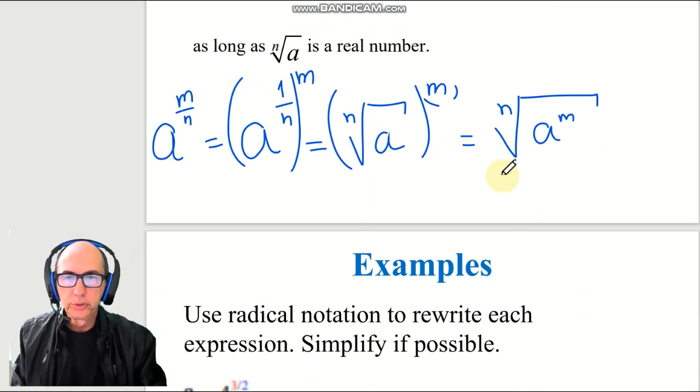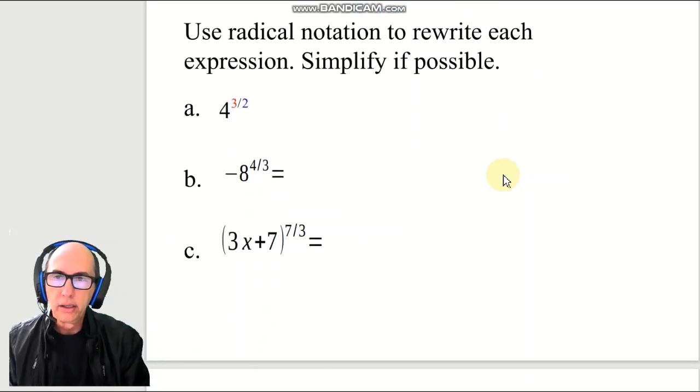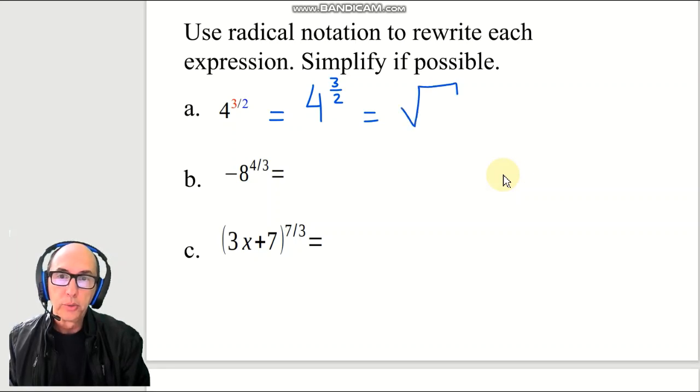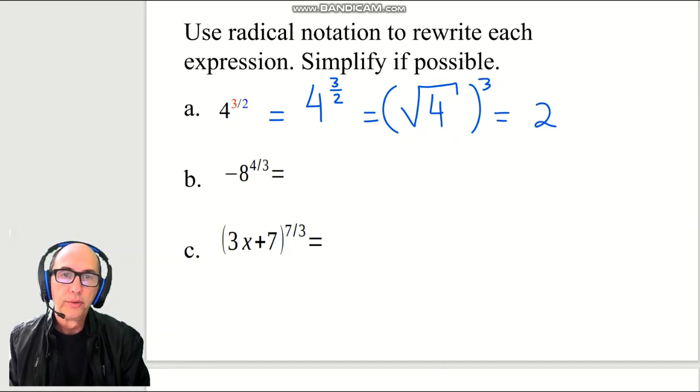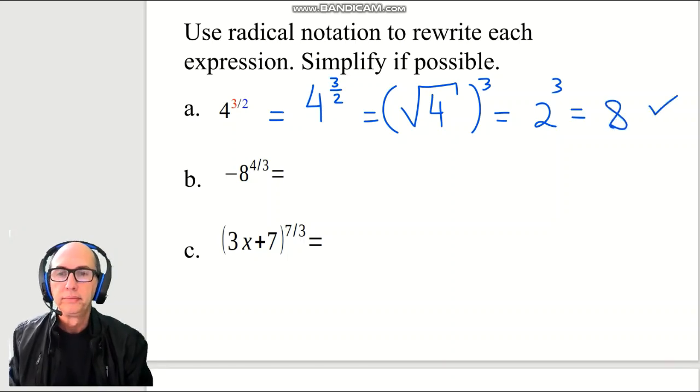Let's check some examples to understand. Again, write 4. Let me write big here. 4 to the power of 3 over 2. M is 3, n is 2. So the denominator we can write as a radical, is square root. And remember, if we don't have index, the index is 2. We don't need to write index 2. 4 to the power of the numerator, 3, is square root of 4, 2 to the power of 3 equals to 8.